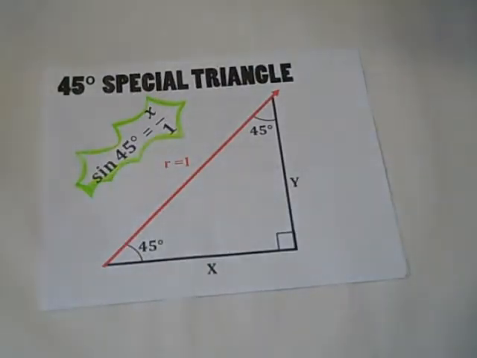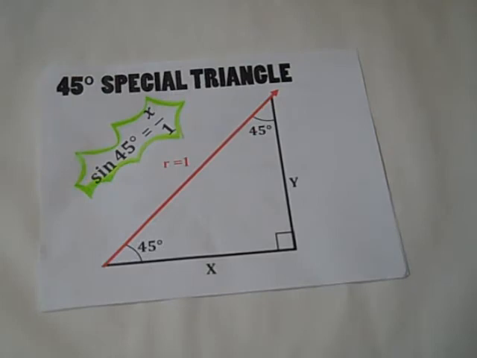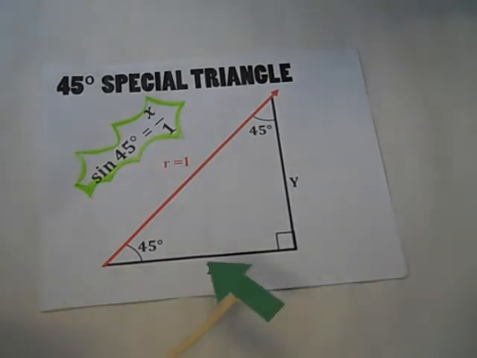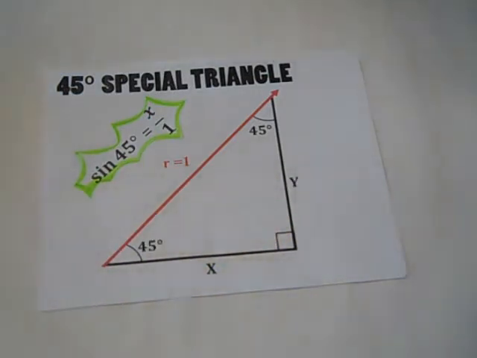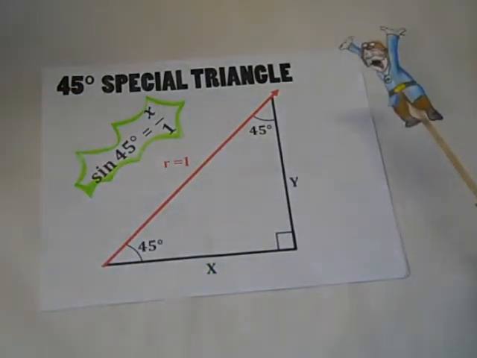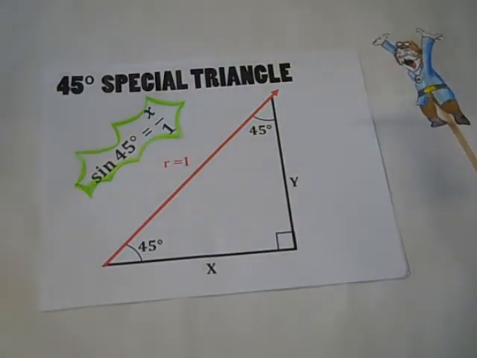Let's take a look at the 45-degree triangle. We already know that the hypotenuse, which is the length of the longest side of the triangle, is equal to 1 because that aligns with the circle's radius. So let's set up the equation: sine of 45 degrees is equal to x over 1. If we solve that equation, we can figure out that the length of both sides of the triangle is the square root of 2 over 2. Eureka! I've solved my first special triangle.